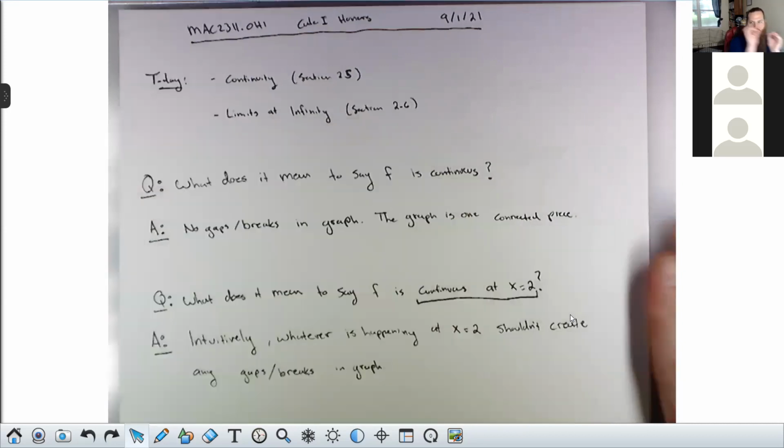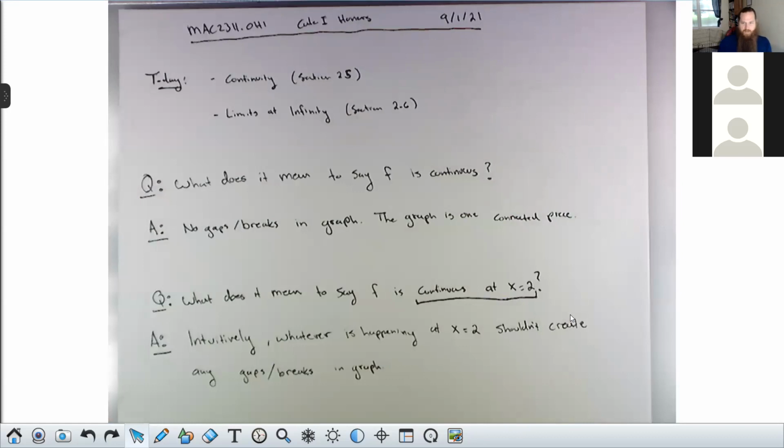I can't talk about a single point being connected, like a single solid piece. It's just one point. Of course it's connected. It is just itself. So we kind of answer the question in the contrapositive by saying, okay, if you're going to be continuous at x equals 2, that means whatever is going on at x equals 2 has to be consistent with being continuous everywhere, which means connected, no breaks, no gaps. Turns out there's a very nice way to describe this.